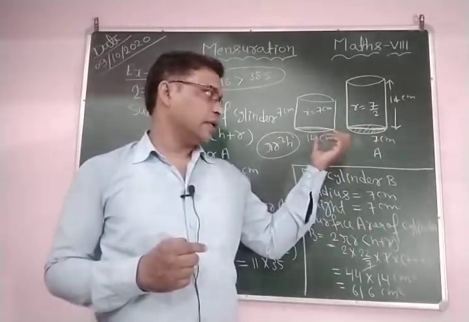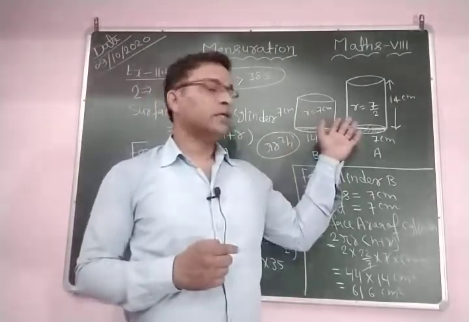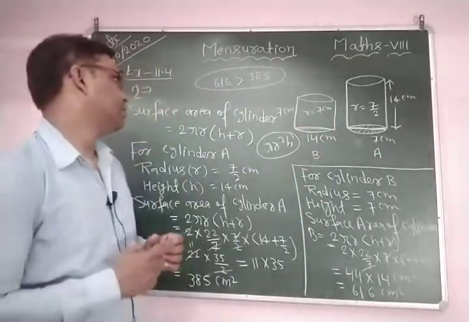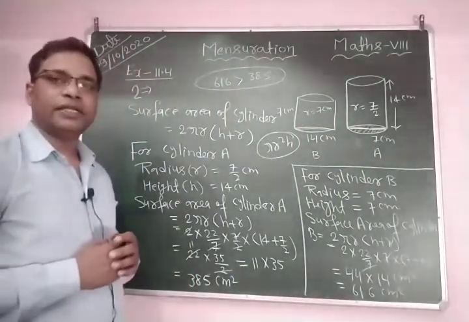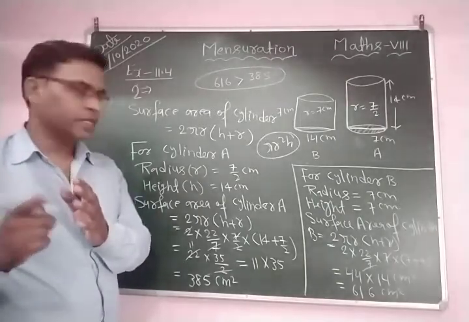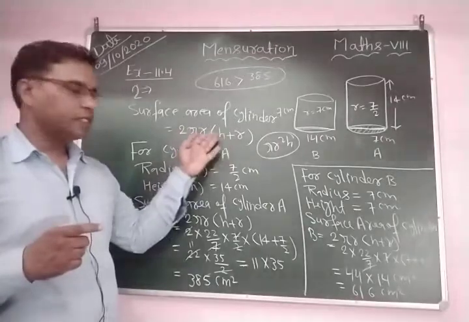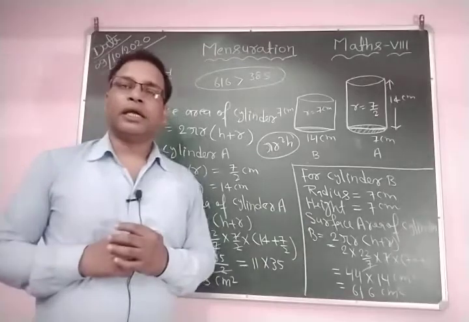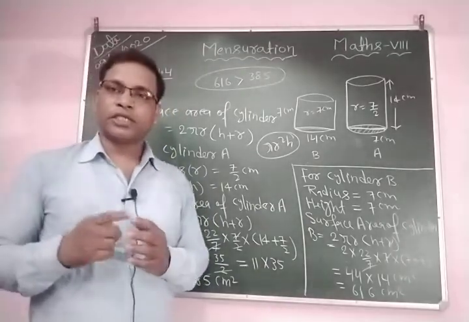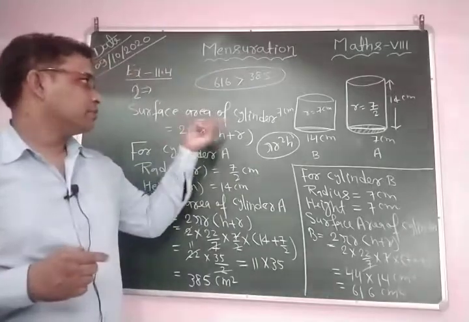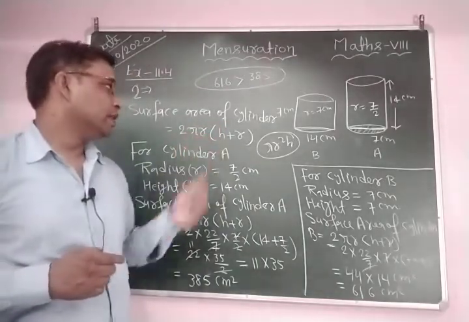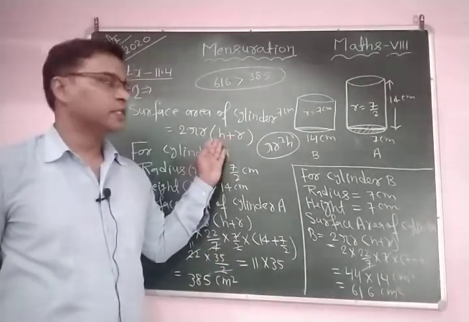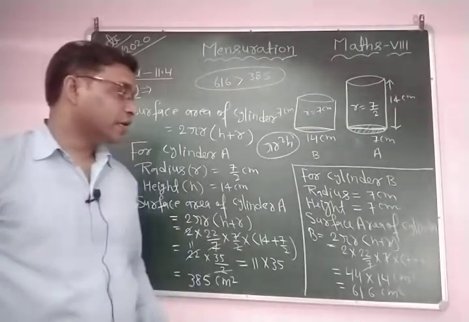Okay, and after this we find their surface area. So for surface area, we know the formula to find the surface area of any cylindrical tank or any cylindrical object: 2 pi r into h plus r. This is called surface area of cylinder or total surface area of cylinder. Sometimes we call it TSA, in short form, total surface area of cylinder. This is equal to 2 pi r into h plus r, where r is radius and h is height of the cylinder.